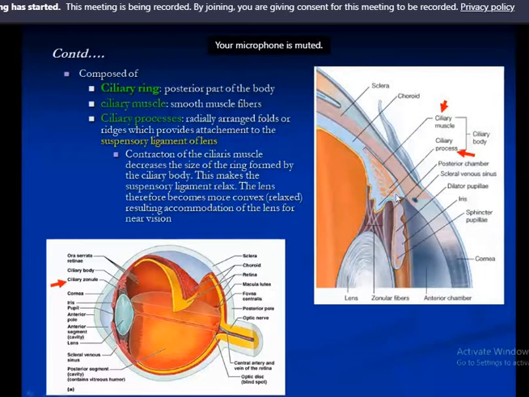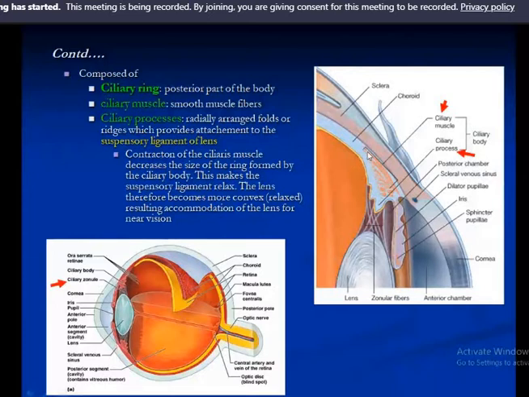The body consists of the three parts. The posterior part, can you see the posterior part of the body? This is known as the ciliary ring, this one. And this one is known as the ciliary muscle, which is the smooth muscle. And next one, we can see the ridges or the folds over here, which give rise to the attachment of the suspensory ligament of the lens. So this process or this fold is known as the ciliary process. This is the ciliary process, ciliary muscle, and the posterior part of the ciliary body is known as the ciliary ring.